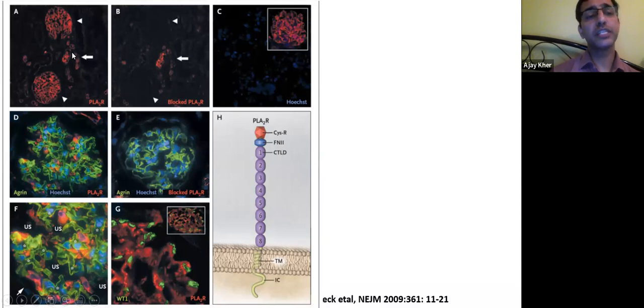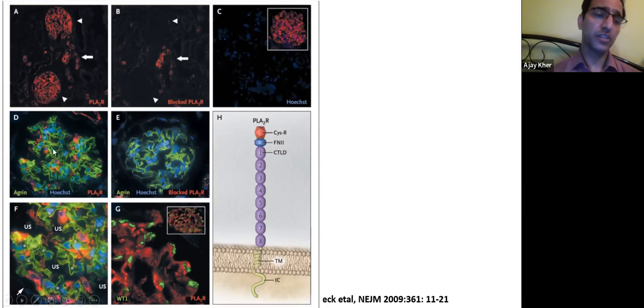To show that this tubular staining is non-specific, they incubate this PLA2R antibody with PLA2R antigen separately, which is free floating. They remove it and then check with the PLA2R antibody a second time. What they're showing is that the non-specific staining of the tubular basement membrane remains, and the glomerular staining is absent when you do that. That's something they had to do because of this tubular staining.